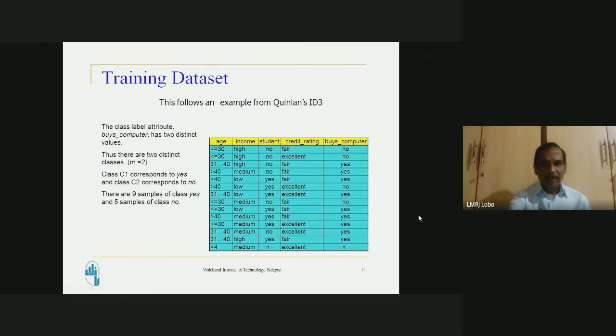Here we have a training data set which has attributes in it, and we have values which are given to attributes which contribute to developing a particular rule. So we have two distinct classes here. So M is equal to 2, which is yes, a computer is bought, or no, a computer is not bought, depending on different attributes that have been encountered.